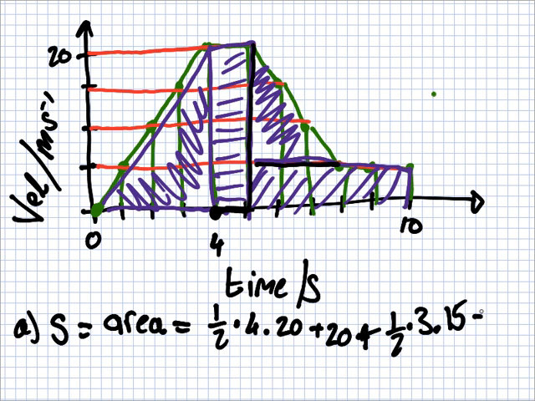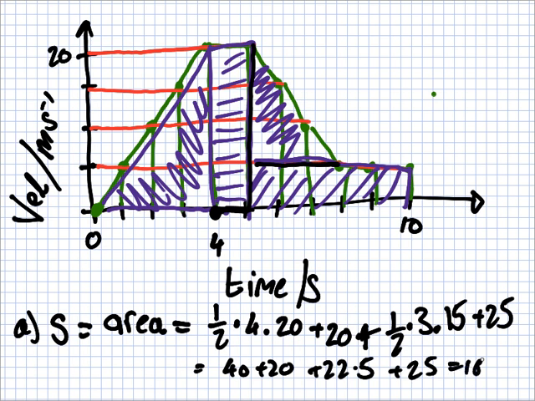So that's 25. So what's that? 2 times 20, isn't it? 40. Plus 20. Plus, goodness, 1.5 times 15, 22.5? Yes. Plus 25. So 60, 82.5, 107.5 meters.